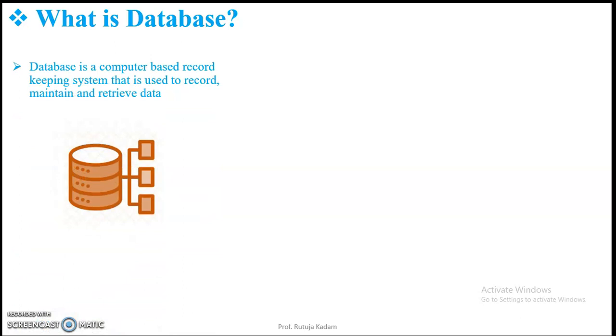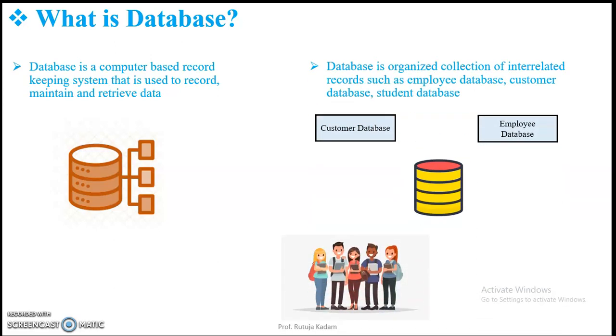Now what is this database? This database is a computer-based record keeping system that is used to record, maintain and retrieve data. Basically it is used to store, retrieve and maintain the data about a particular entity. It can be student, employee, anything, customers. So just look over here. What is a database? A database is an organized collection of interrelated records such as employee database, customer database, student database.